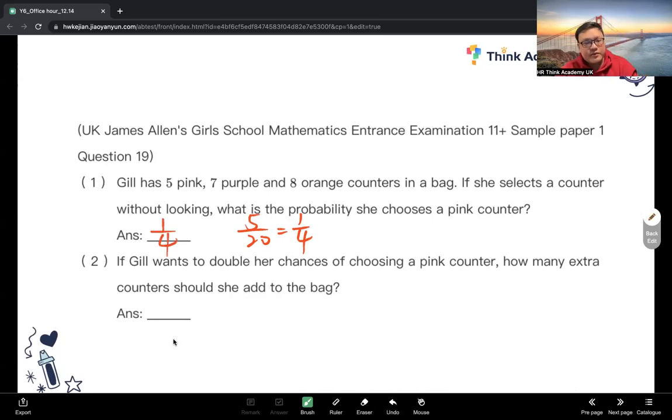Second one, if Jill wants to double her chance of choosing a pink one, how many extra counters should she add to the bag? I mean, extra pink counters. How many? You see, it's 5 now. Do you just need to add 5 to double the probability? Is that 5 or 10, guys? Because so far we got 5 already. Because I want to double the chance, so I got another 5. Is that correct?